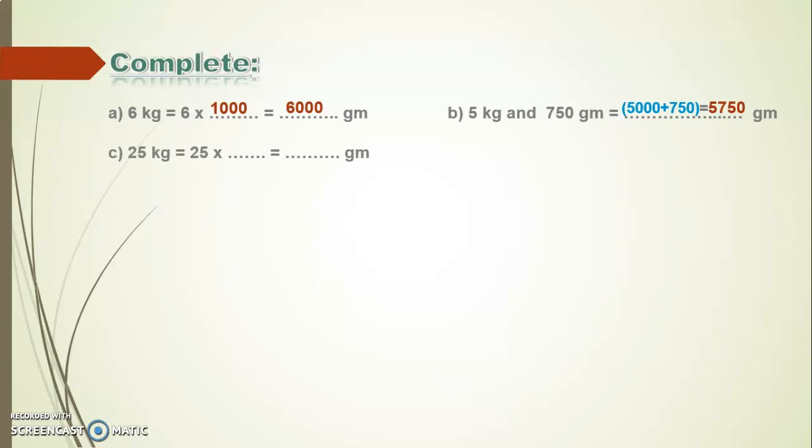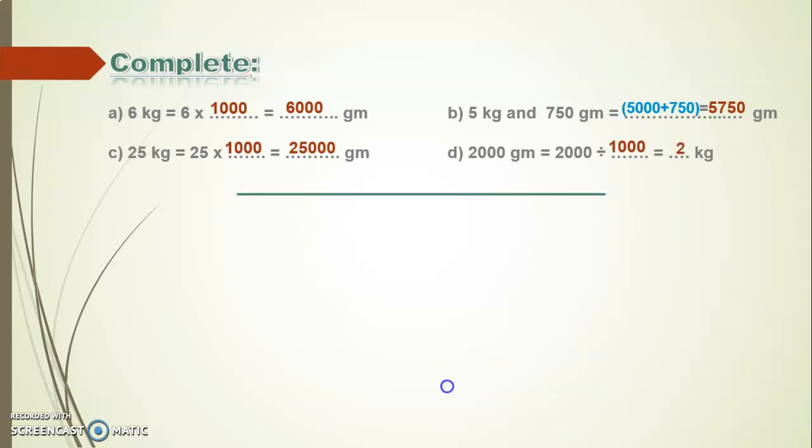C. 25 kilograms equals 25 times dots equals dots grams. To convert from kilogram to gram, I multiply by 1000. So my answer is 25,000 grams. Number D. 2000 grams equals 2000 divided by dots equals dots kilograms. To convert from grams to kilograms, I divide by 1000, so my answer is 2 kilograms.